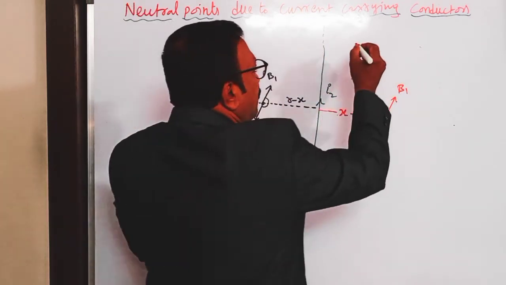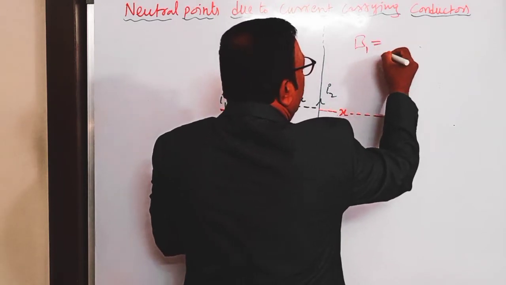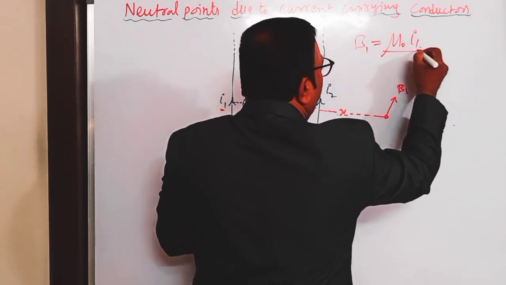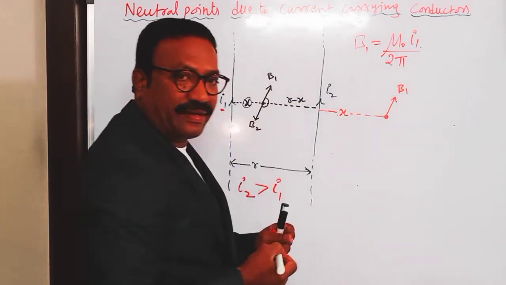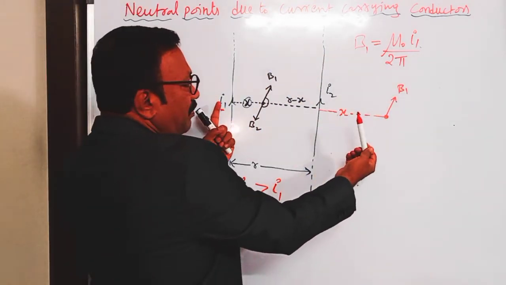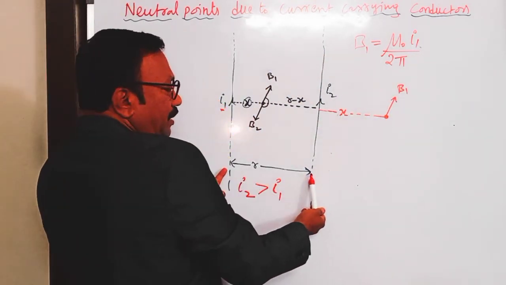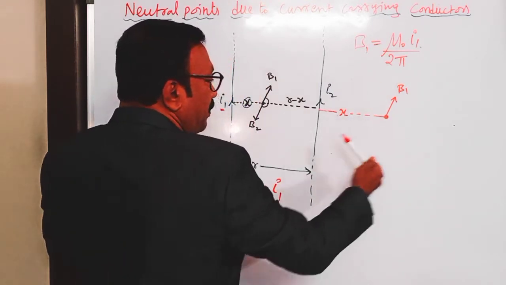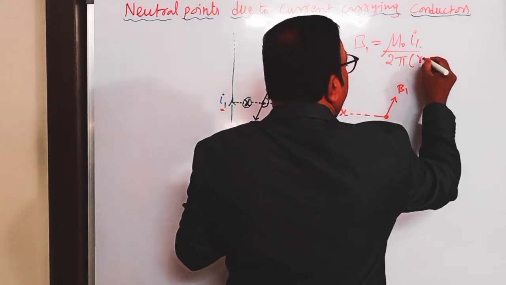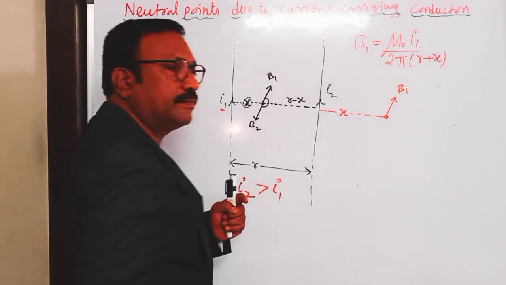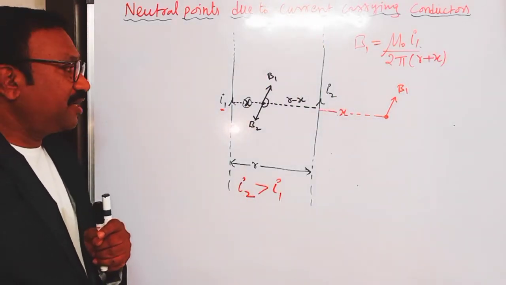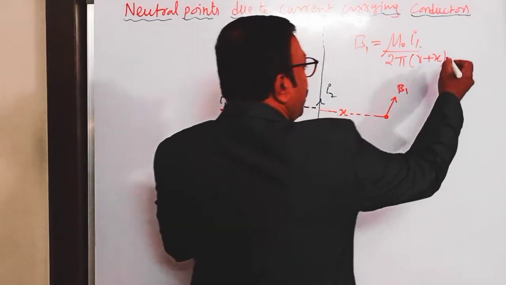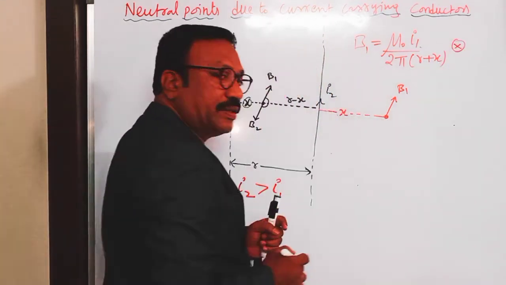How much is this B1? This is mu naught I1 by 2 pi distance. What is the distance from the first conductor? Already R plus X. The total distance is R plus X. That is the magnitude of B1 and it is directed into the board.